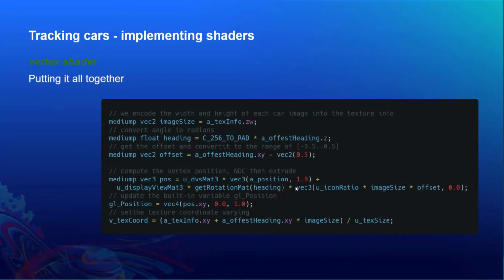When we put it all together, in the vertex shader you can see that we get the attributes, in this case the image size, or the width and the height of each car. We convert the heading to radians. We compute the relevant offset of each vertex. The information is given in the range of 0 to 1, so we convert it to a range between minus 0.5 and plus 0.5. And then we simply multiply the position by the display matrix. Think about it as the display view model transformation matrix. And then we deal with the extrusion while rotating the data. This is where we're getting the position in normalized device coordinates. We also normalize the texture coordinates, and this is how we generate the position and the output of the texture coordinates.